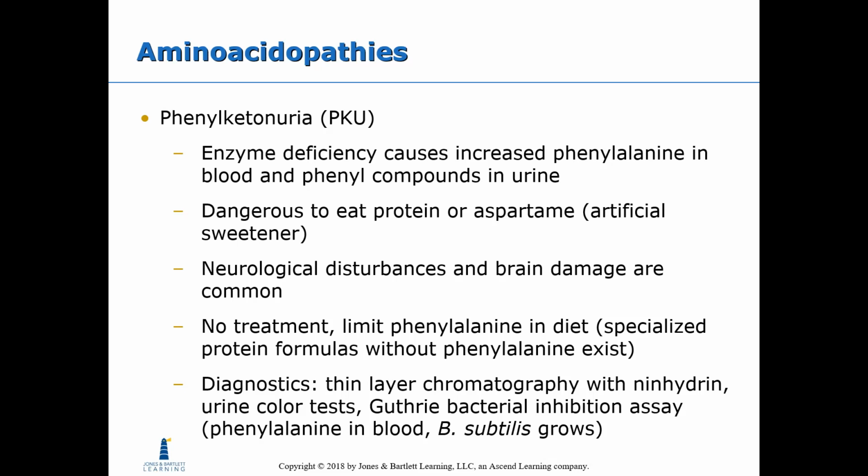If there's phenylalanine in the blood, B subtilis will grow near that filter paper with the patient's blood on it, and it won't grow anywhere else. So that's one of the ways that we test for phenylketonuria.